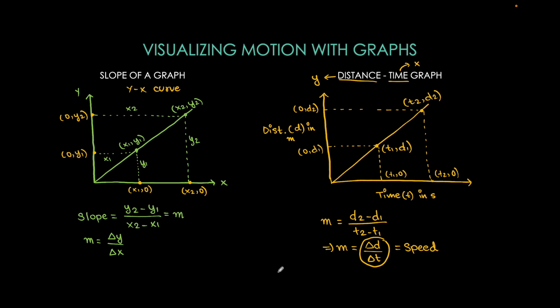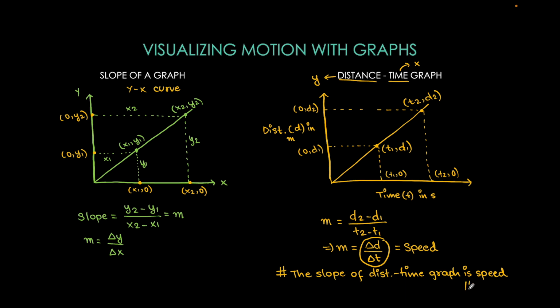So what we can state from this graph is that the slope of the distance time graph is speed.